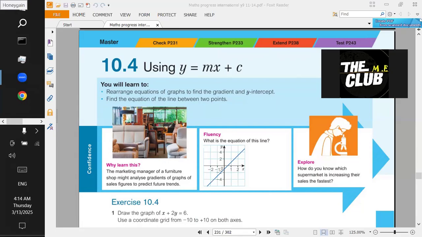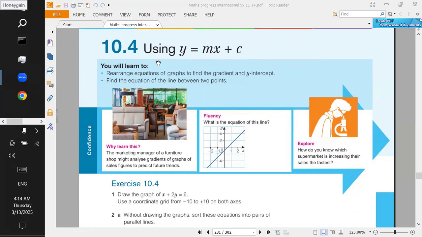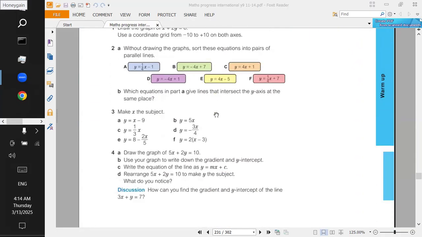In this video, we're going to talk about the rest of Unit 10 lessons. 10.4, using y equals mx plus c. Now, in 10.4, we're going to study how to use this general equation and rearrange equations to make them look like this. First, let's take a look at some questions.